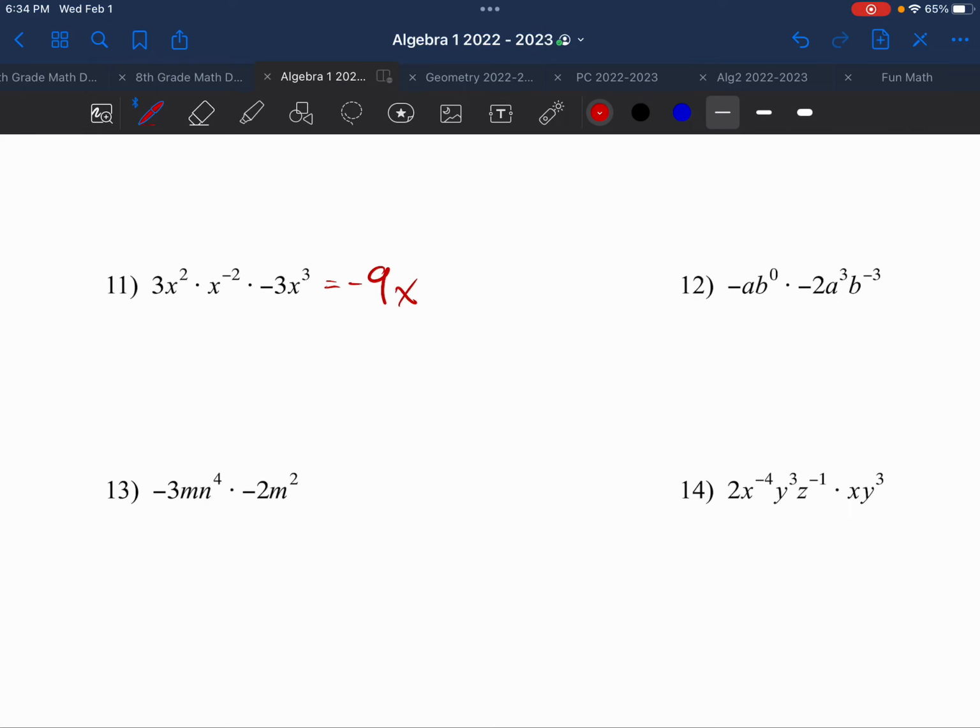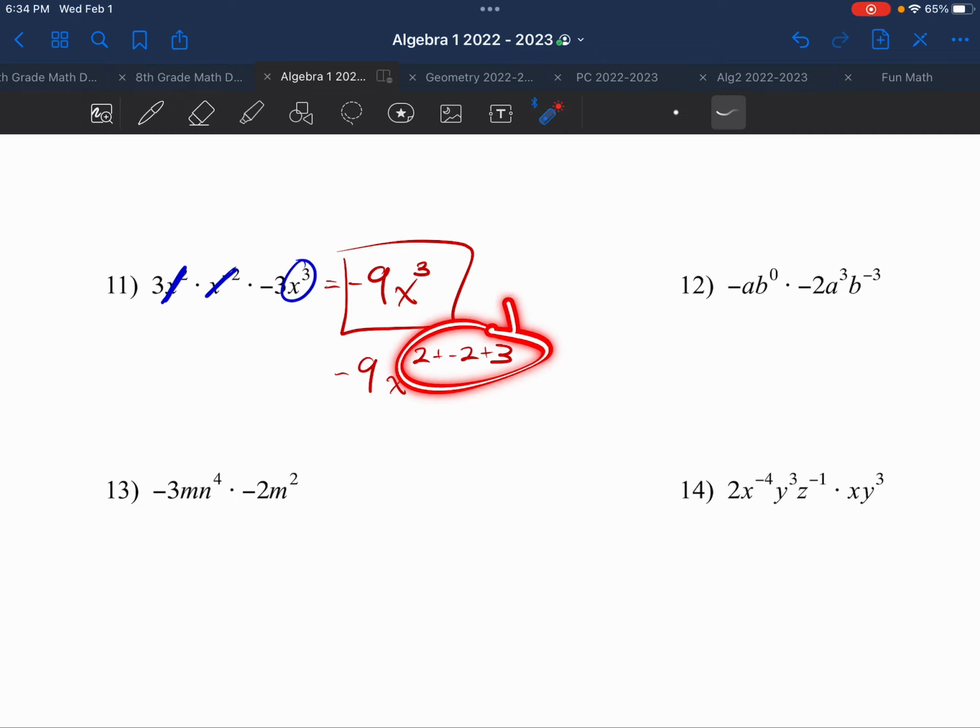All right, let's deal with all of our x terms, and that's the only variable that I see. All of these are x's. We can add all of these together. 2 plus a negative 2. Well, those are kind of opposite of each other. What I can really do is I can just cross that one off and cross that one off. They cancel each other out. And then what I'm left with is this x to the power of 3, which I can now rewrite as x to the power of 3. And there's my final answer. Again, the long way of writing this is negative 9 x to the power of 2 plus negative 2 plus 3. But that all simplifies down into a 3.